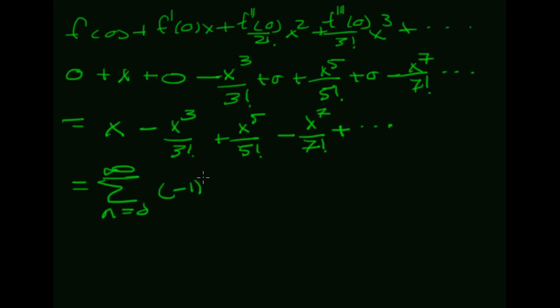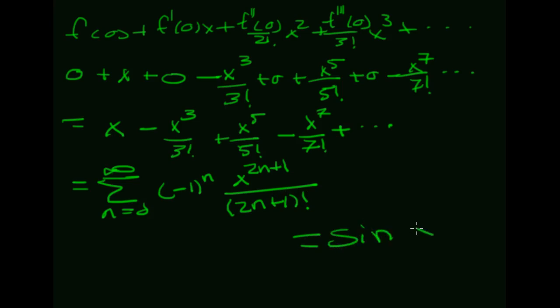We need an alternator, so we're going to take -1 to the n. So I want 0 to be positive and 1 to be negative. And then we're going to make our numerator. So let's see, this is going to be x to the 2n plus 1. Right, so 0 gives me 1, 1 gives me 3. That works. And then over 2n plus 1 factorial. So we have this semblance that this, for some values of x, is going to equal the sine of x.